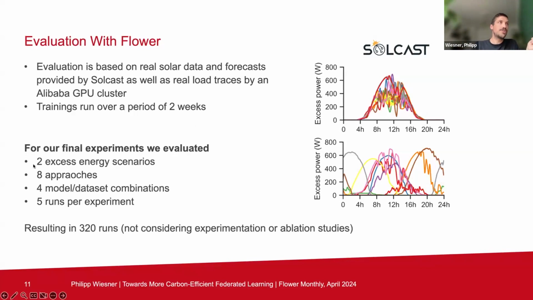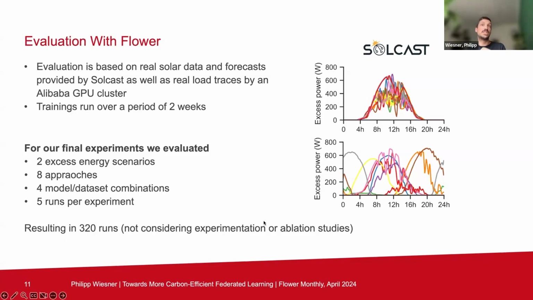Now we have 2 scenarios. We evaluated 8 approaches or different parameterizations of approaches on 4 different model dataset combinations. And for each experiment, we are doing 5 runs. So this, just for the final table, results in 320 runs. And at least in my lab, we don't have 320 GPUs available, nor do I have years of time. So we needed to come up with a solution to evaluate this a bit more efficiently, because this does not even cover the entire experimentation phase, ablation studies, other experiments we did.